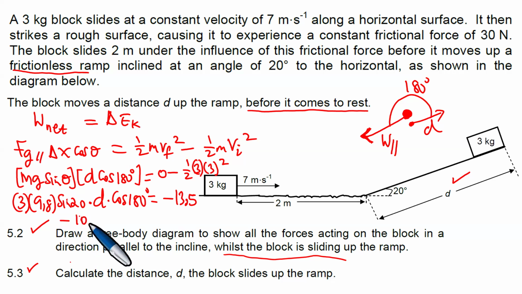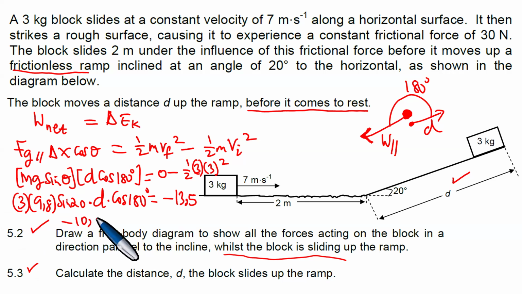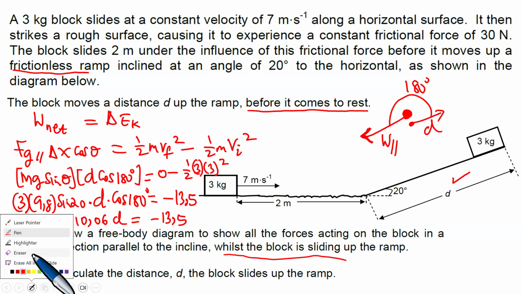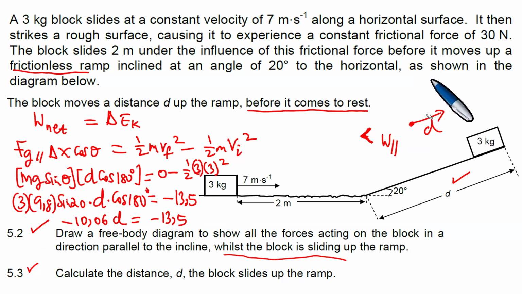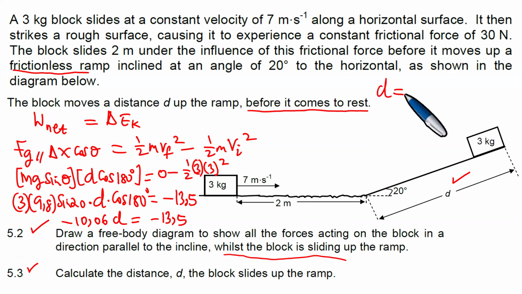Minus 10. Okay, so we do that. Minus 10.06 D, which equals minus 13.5. So D is minus 13.5 over minus 10.06.